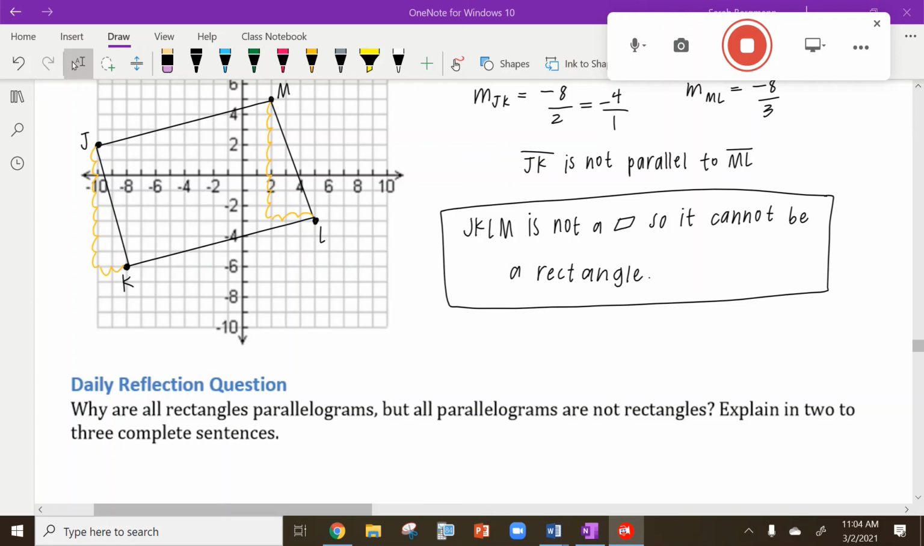Tomorrow we will be learning about a new type of parallelogram called a rhombus and also a square.